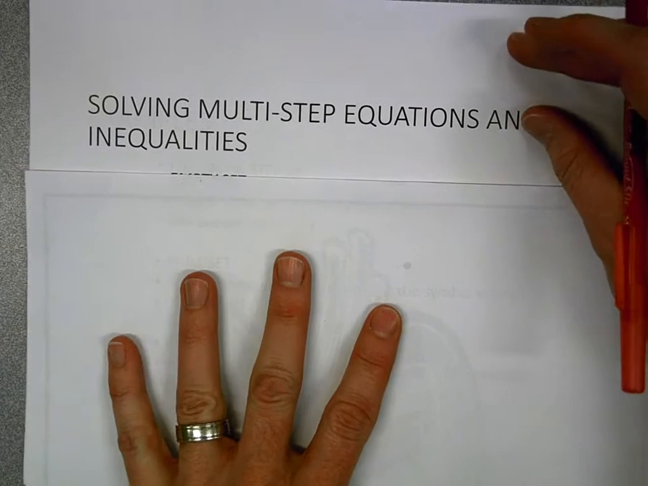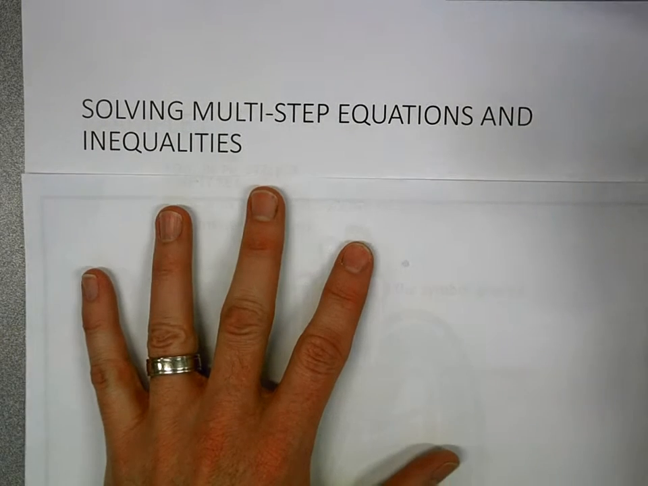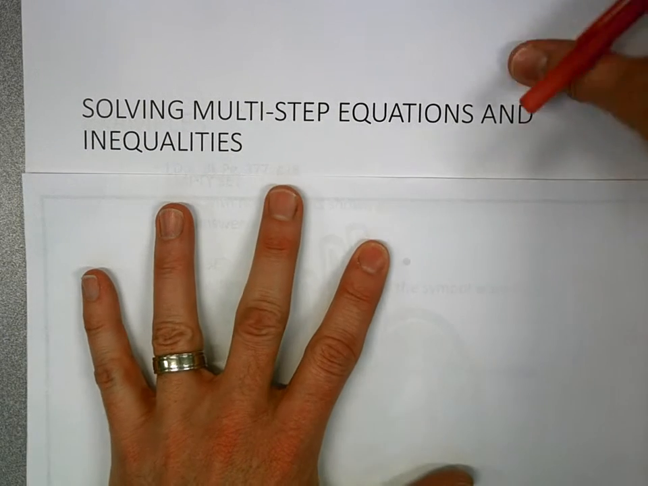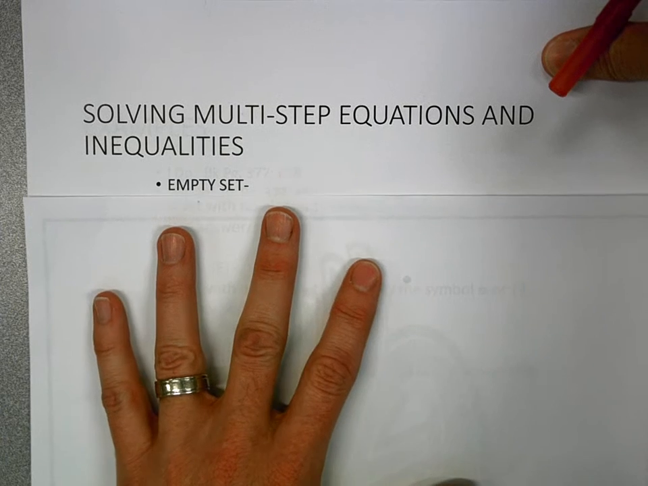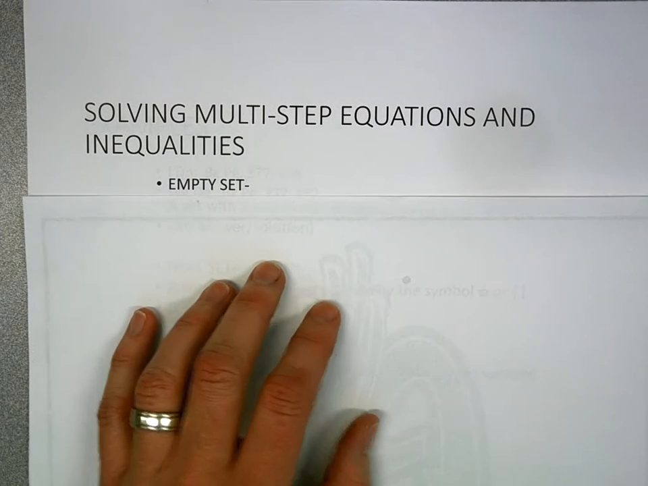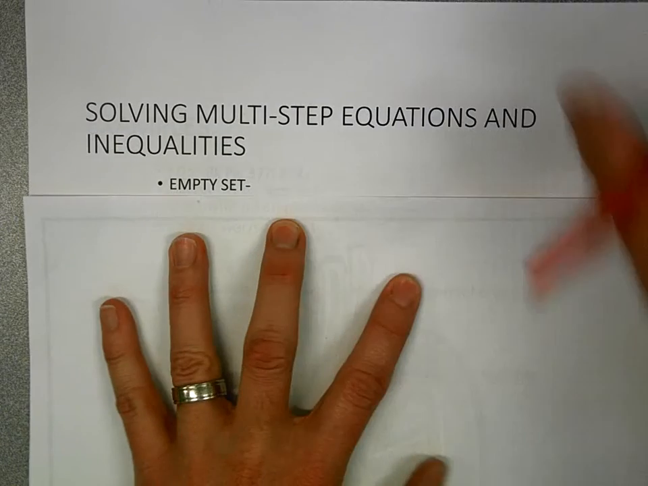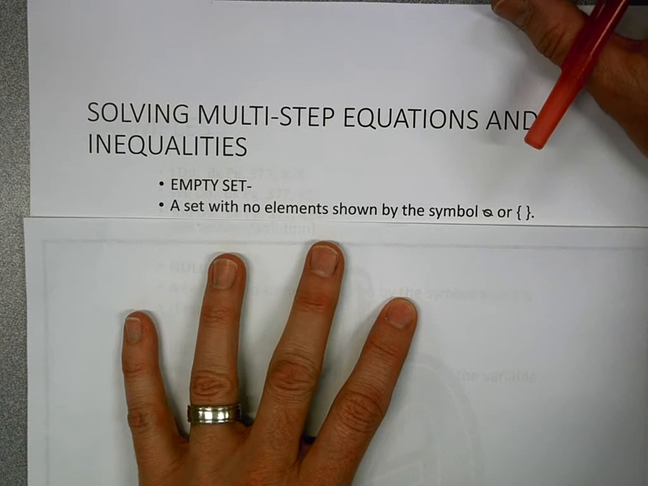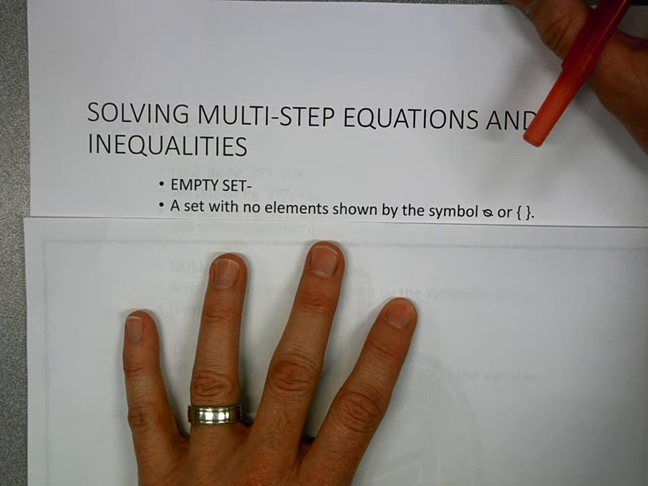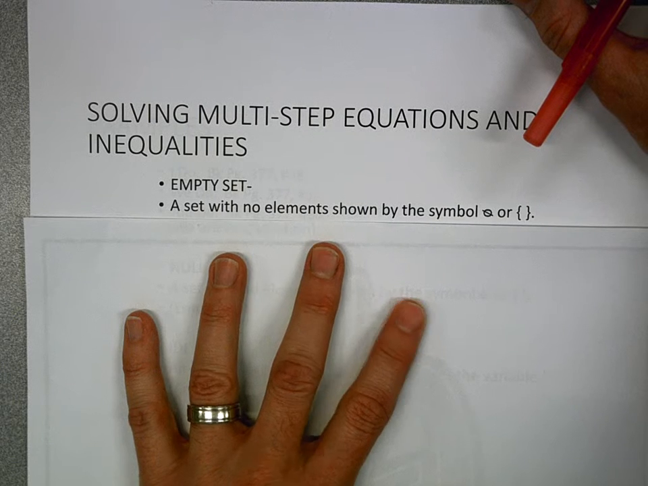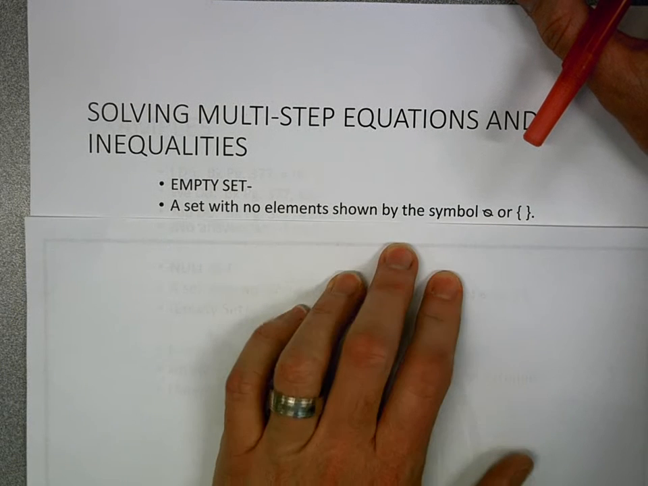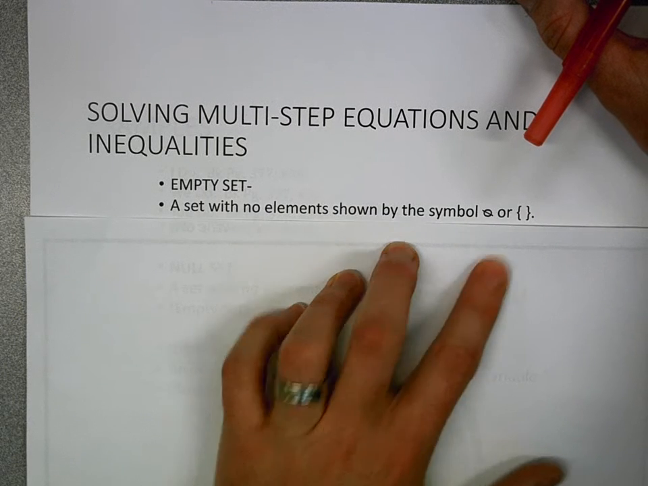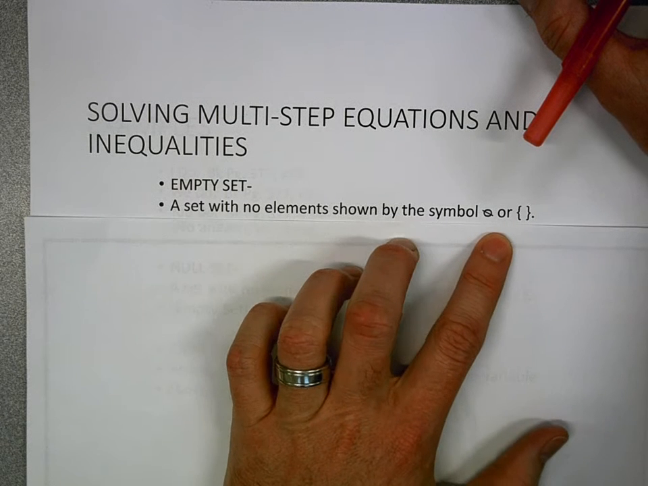So here we go. We have a few vocab words. So everyone has green on the left, notes on the right. All right, here we go. Our first one is called an empty set. Everyone? Empty set. And here's what an empty set is. It's a set with no elements shown by the symbol, and those two symbols there. Those are two symbols for an empty set.